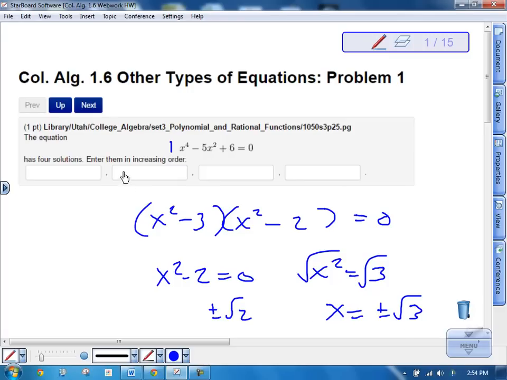So it wants the increasing order. So the smallest one would be the biggest negative value, which would be negative square root of 3. Then it'd be negative square root of 2. Then it'd be square root of 2, and then it would be square root of 3.